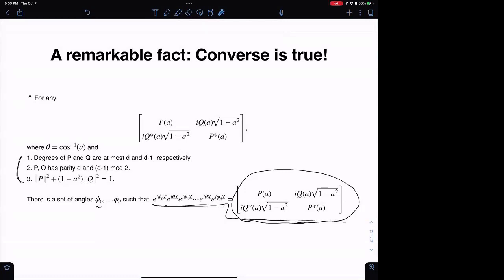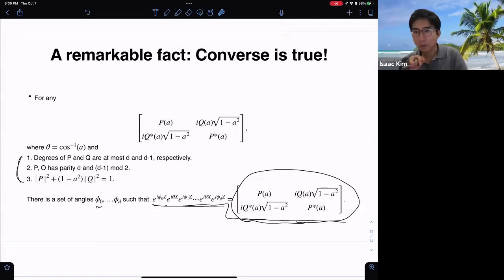Okay, so the expression on the right-hand side is in fact a general parameterization of an arbitrary SU(2) matrix. Yes, that's provided that you can choose A.